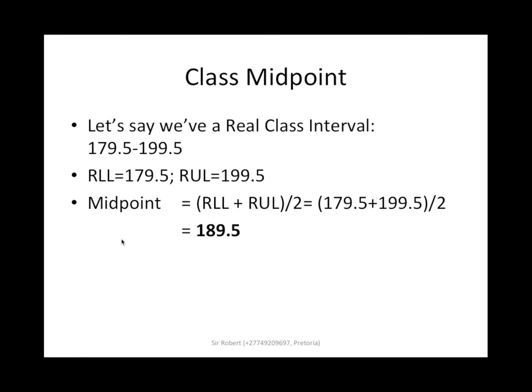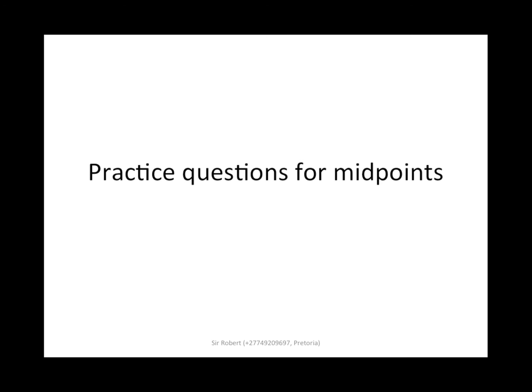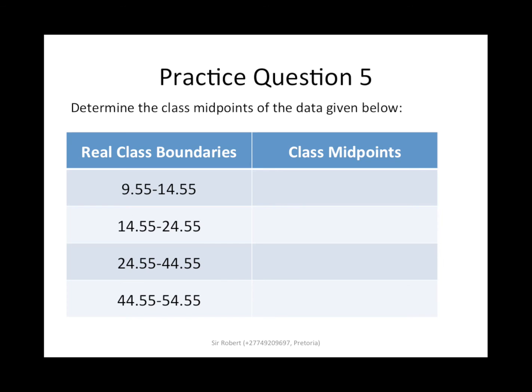It's simple enough. Let me review. If you are asked to find the midpoint of a class, you just add 179.5 plus 199.5, then you divide by 2 and get the class midpoint. It's just the average of that class. So let's move on to practice questions for midpoints. Determine the class midpoints of the data given below. This is your real class boundary, and you're just supposed to determine the class midpoints. In 5 seconds you pause. 5, 4, 3, 2, 1, pause.